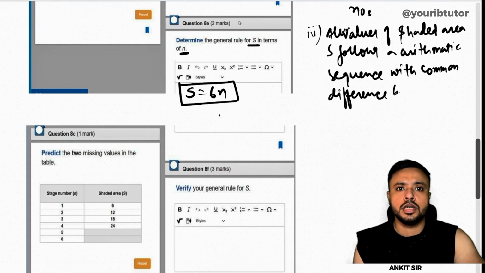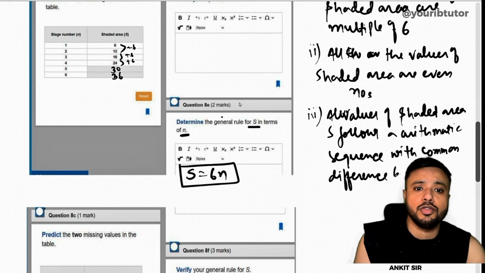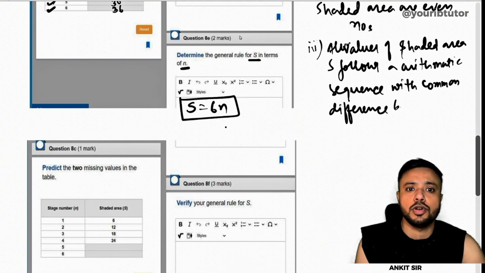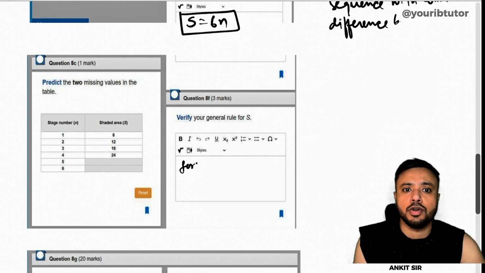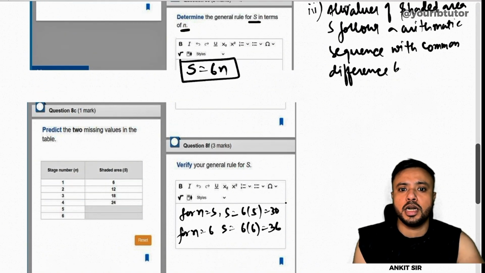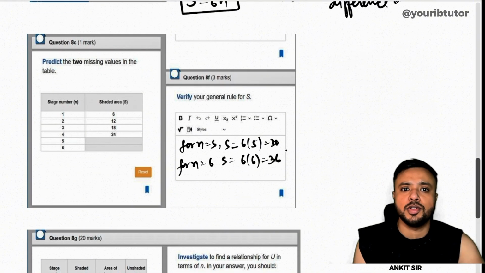Now, next question in this is verify your general rule. So clearly remember guys, in the previous video, I told you for verification, you have to verify it for the terms which you have predicted. So here you have predicted for n equal to 5 and n equal to 6. So for n equal to 5, S will be equal to 6 times 5, which is 30. And for n equal to 6, S is equal to 6 times 6, which is 36. So you can clearly see that the values which you're getting here are the same as the values which you predicted. That means verification is done.